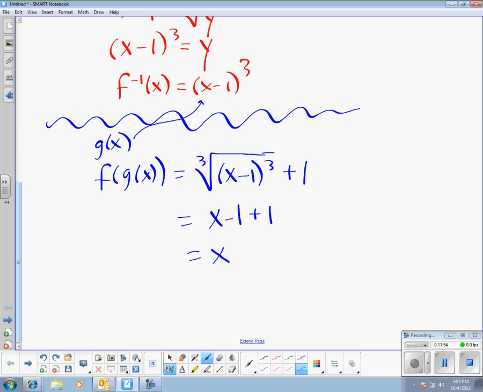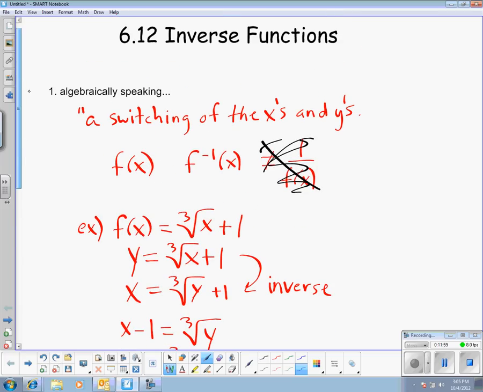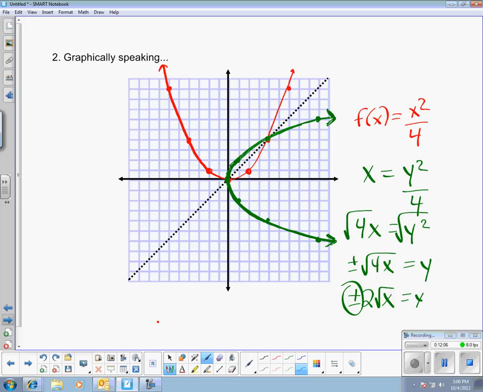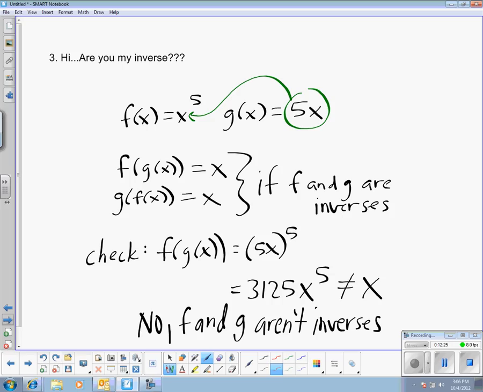So a quick recap. We have 3 ideas today. How do you find an inverse? You switch the x and y's, solve for y. Graphically, inverses are each other's reflection in the line y equals x. Because if you think about it, all the x's become y's and all the y's become x's. So a point like 6, 9, if you switch x and y, will become a point like 9, 6, or vice versa. And finally, how do you check?